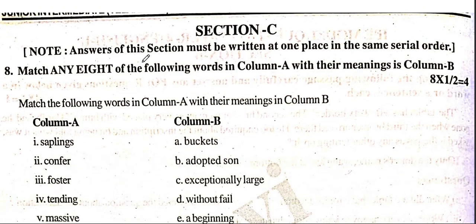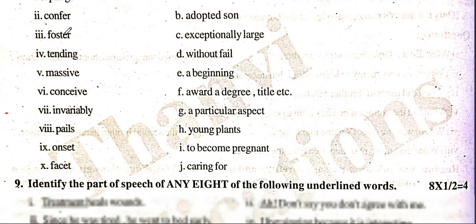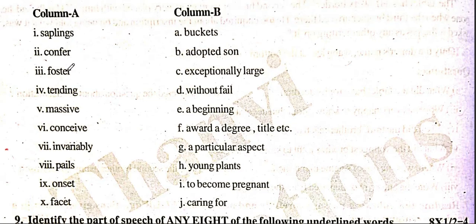Section C. Answers of this section must be written at one place in the same serial order. Can you match? Sapling, confer, foster, tending, massive, conceive, invariably, piles, onset, facet. Can you tell me the name of the prose from which all these vocabularies are taken? Thimakka, isn't it?